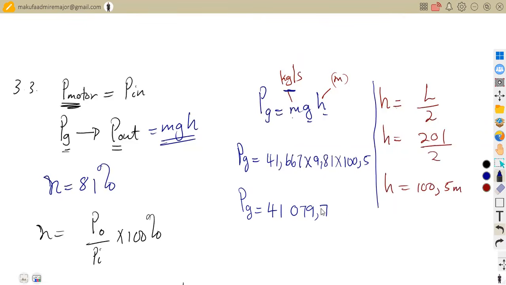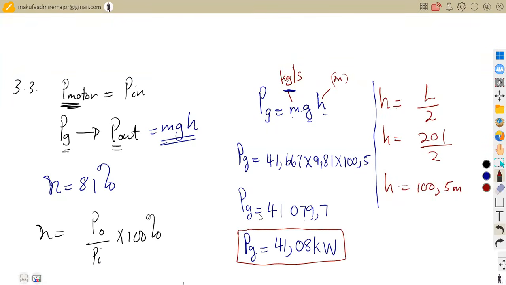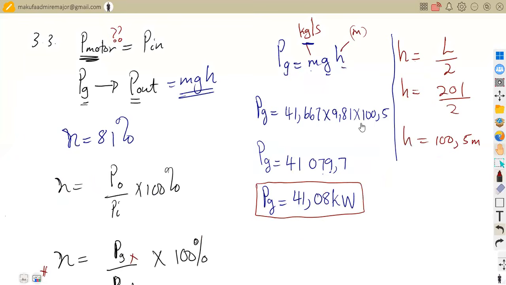If you want to write this in kilowatts, you can divide by 1,000. So it is going to be 41.08 kilowatts. All right, so this is the power that we are going to use in order to lift the load against gravity. Now with this power, we can calculate the P in, which is the P motor. Remember our question, we are supposed to calculate the power by the driving motor, which is our P in.